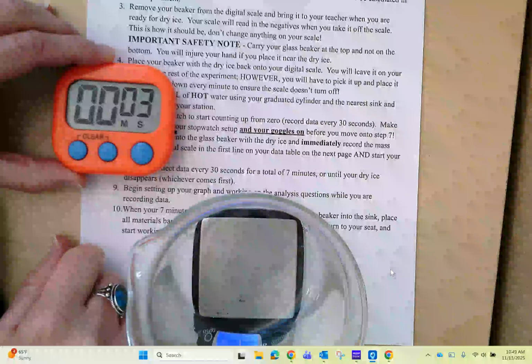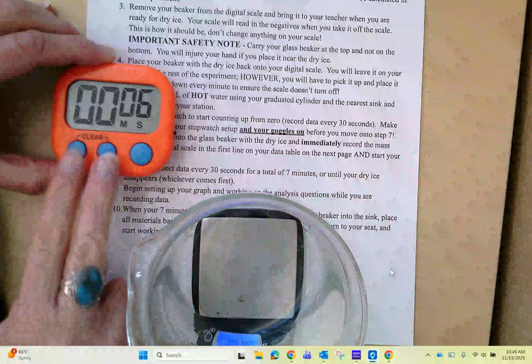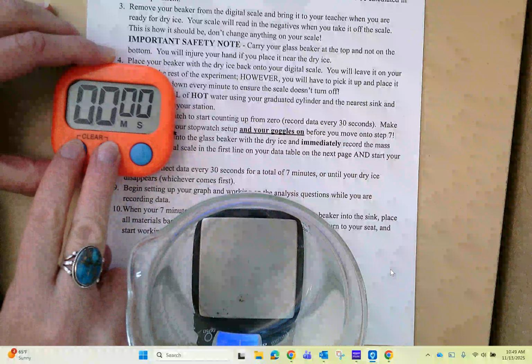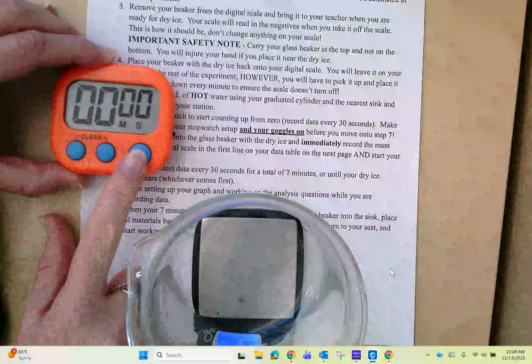Okay, don't hit it yet. If you already hit it, just hit the stop button. To clear, you hit both of these buttons at the same time. It'll get you back to 0. Okay, we don't want to hit the start button until you are 100% ready to go. Okay, but you have it all set up now, ready to go.